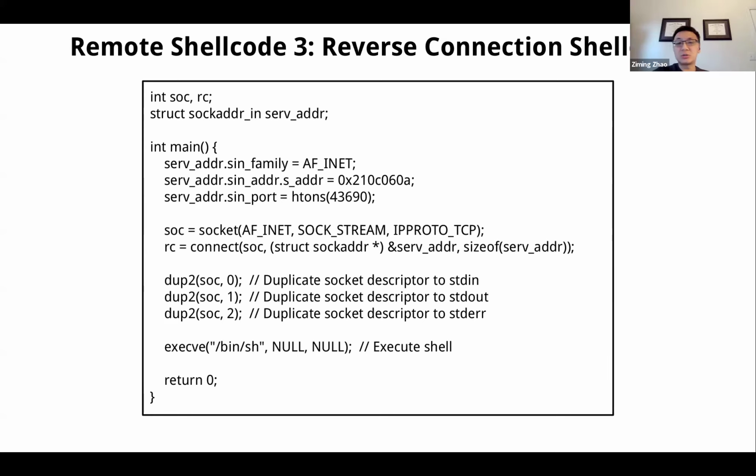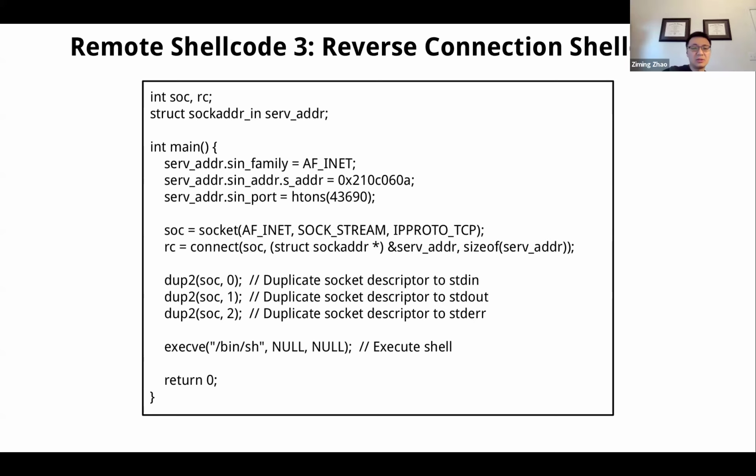The third approach is to get a reverse connection shell. In this case, the shellcode will make a connection from the exploited system to the attacker's system. Once the shellcode is connected, it will create an interactive shell, right? Because in this case, the TCP request is initiated from the exploited system instead of from the attacker, it's less likely to get blocked by the firewall.